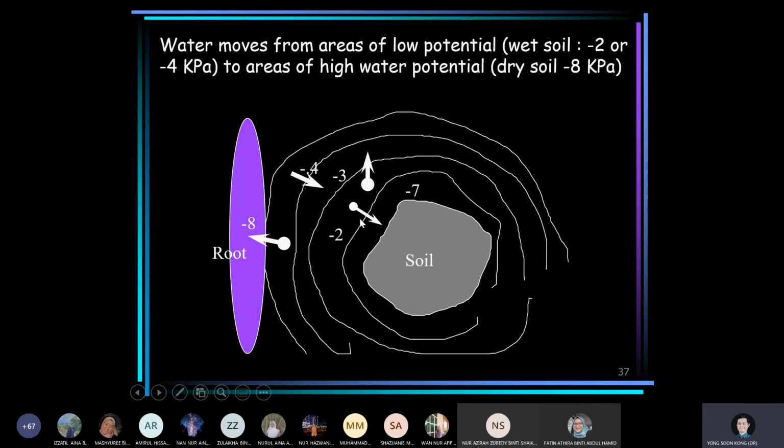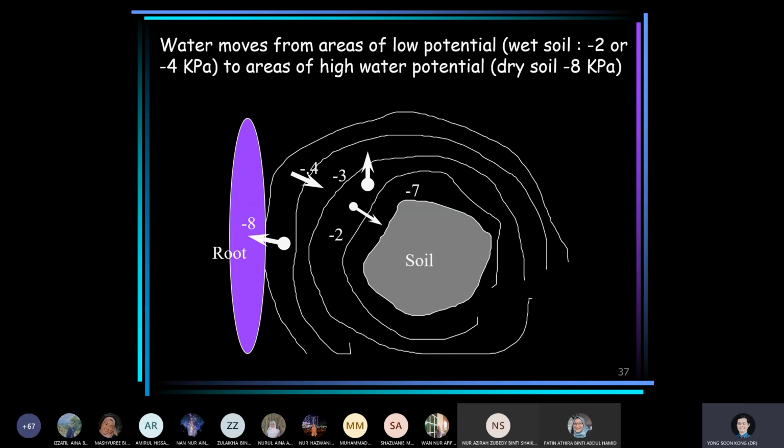Okay, so I still think that this area with a low potential, with a less negative value, has a higher tension. So they go to a place with lower water tension, and in these two places, the roots and also the soil, they have high water potential because the numbers are bigger. Sometimes it's quite confusing looking at these numbers, but you know the idea.